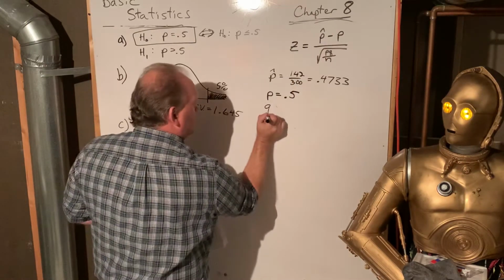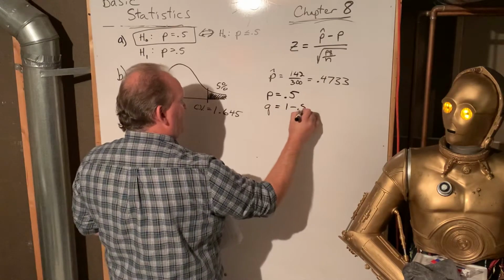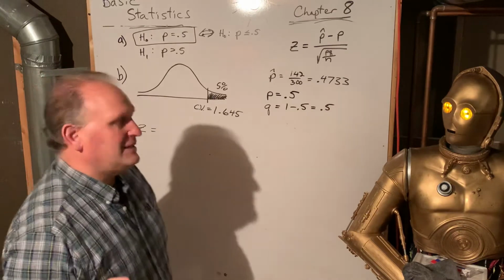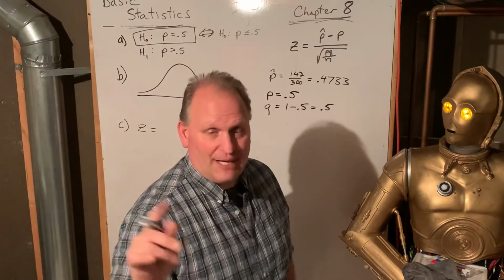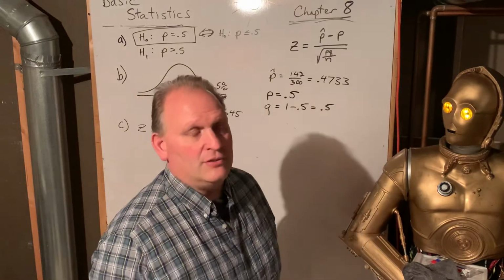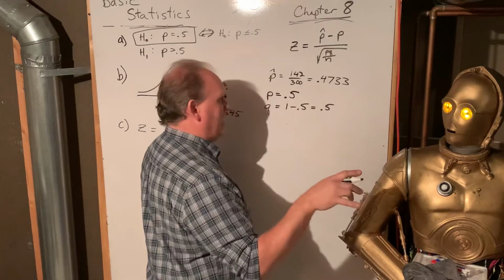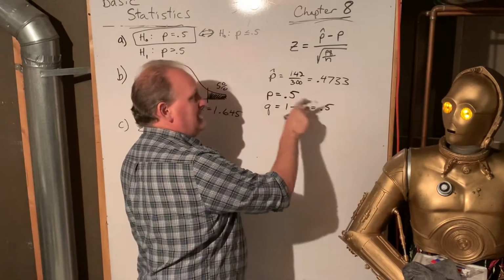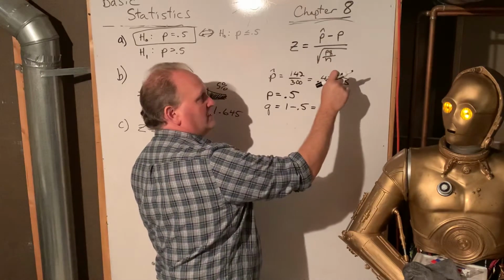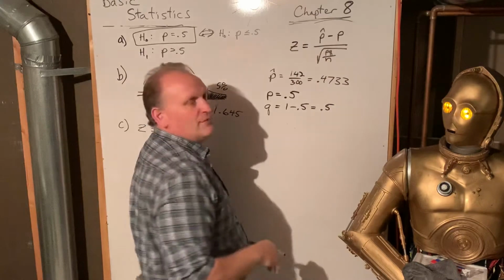And then q, not q hat, q. So that's 1 minus 0.5. You've got to be careful. This is a distinction that a lot of people mess up. Later in the next sections of this chapter, we're going to do confidence intervals, and then we're going to use p hat and q hat. This one we're using p and q divided by n, and then taking the square root. And then p hat falls in right there. We don't use q hat. It's not in our formula at all.